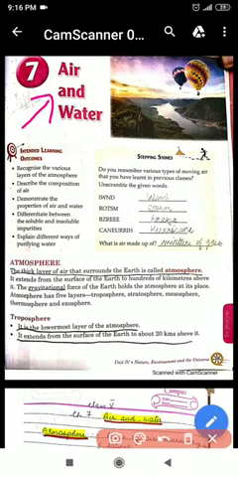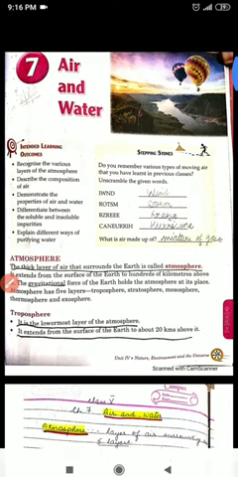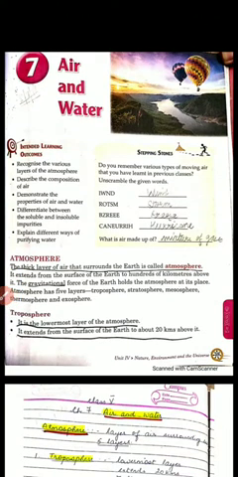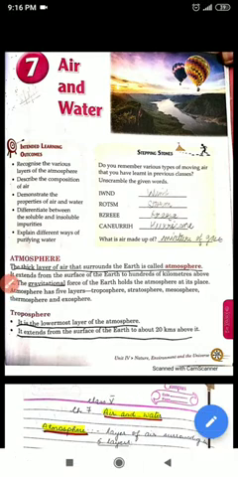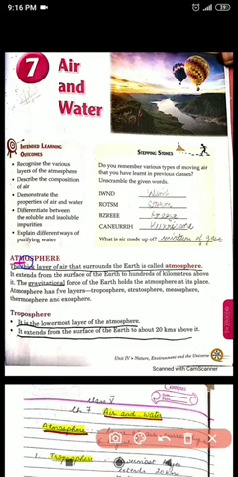Now you know air is all around us. It forms a blanket around the earth that makes life possible. This blanket of air is called the atmosphere. This atmosphere has 5 layers.